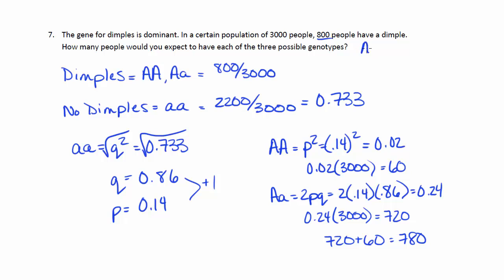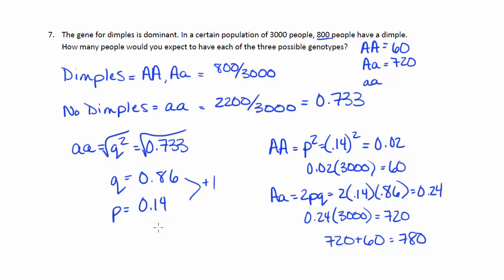So I'm just going to write these up here as the number of people that we've identified. 60 of them should be big A, and heterozygous should be 720 of them. And if we wanted to know the little a, we've really already figured out that there are 2,200 of them.